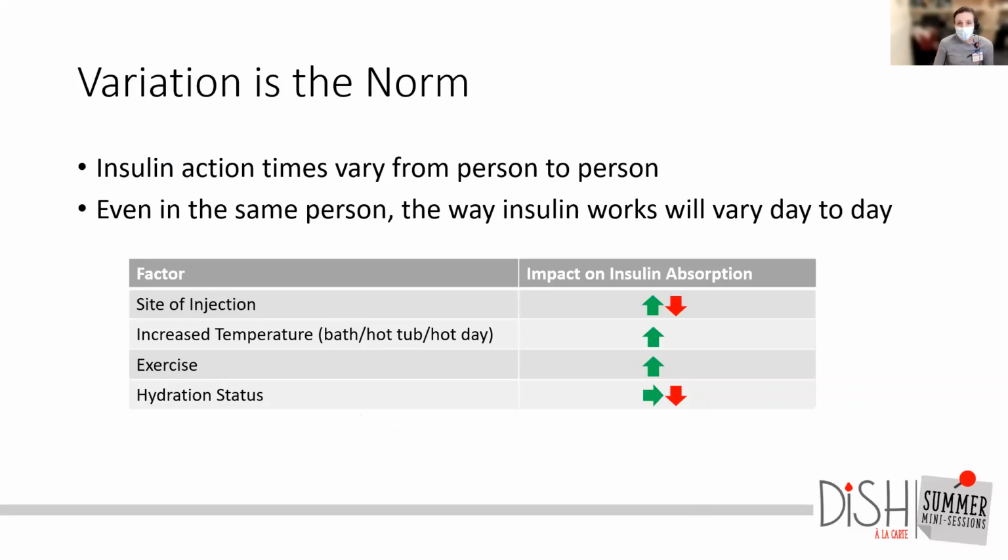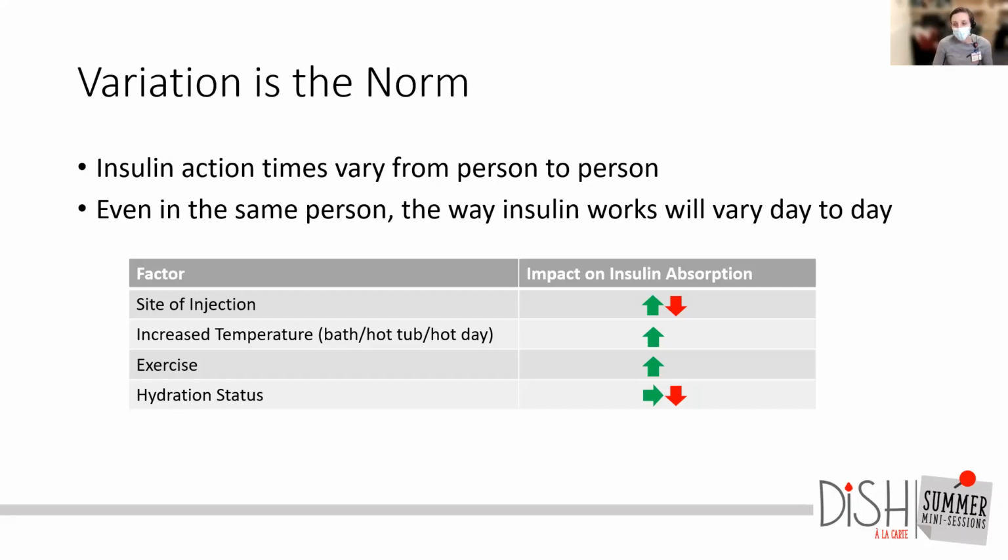As you've noticed throughout this session, when I'm describing the insulin profiles, I keep saying things like usually and in most people. And this is because insulin action times are really variable. They vary from person to person, and then even in the same person, the way that insulin works and absorbs will vary from day to day. Some things that can affect insulin absorption are shown here with a green or red arrow. Green means it would speed up the action of insulin, and red means it could slow it down. And if both arrows are present, it means it could affect insulin in either direction.